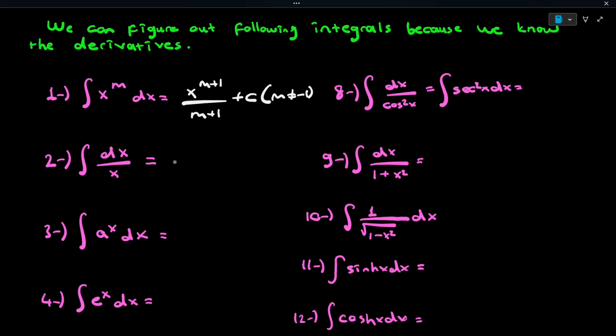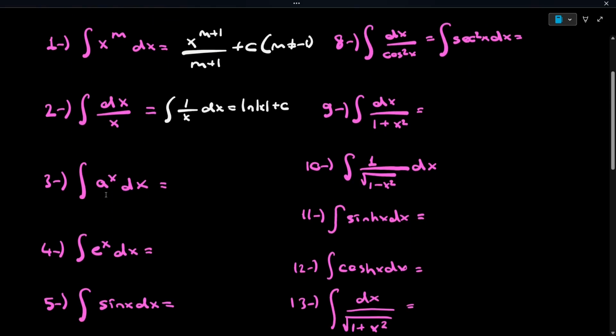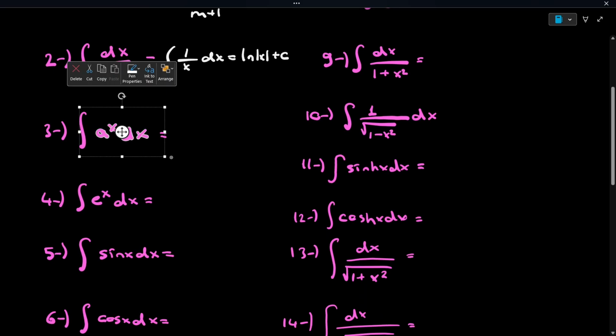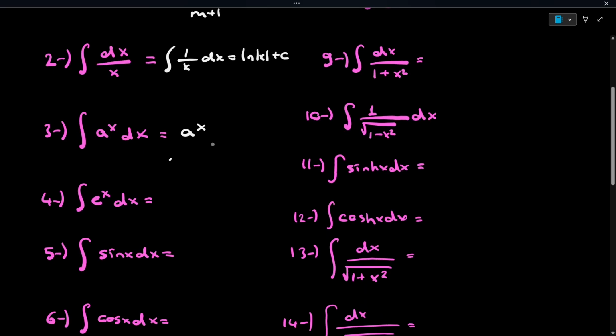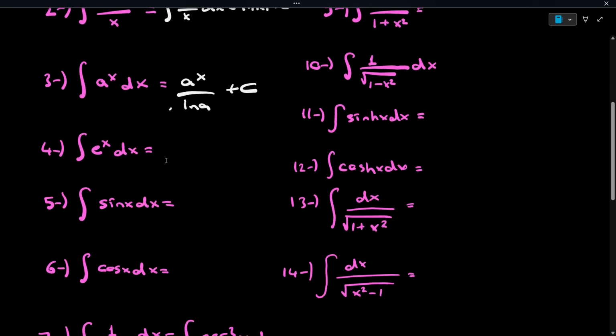The integral of 1 over x dx, you can write it like this as well, is equal to ln absolute value of x plus c. Integral a to the x dx is a to the x over ln a, because when I differentiate it, I get a to the x ln a over ln a. The ln a's cancel each other out, and it will give me the integrand. e to the x is equal to e to the x plus c, because when you differentiate it, it gives itself. When you integrate it, it also gives itself.